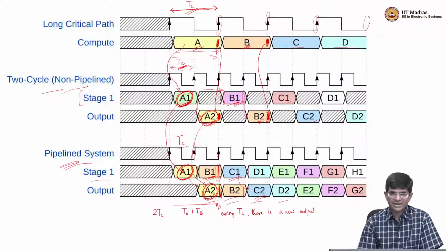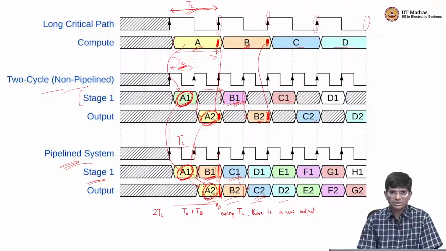That's exactly the same thing that's happening out here. As soon as stage 1 has finished with the A1 computation, it can move on and start doing a B1 computation. It does not need to wait until A2 has also got completed, right.